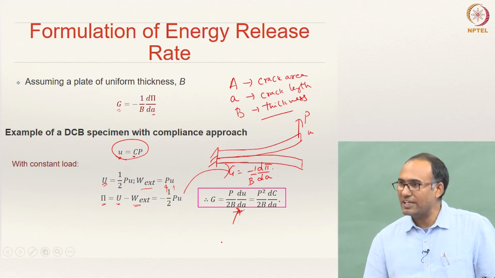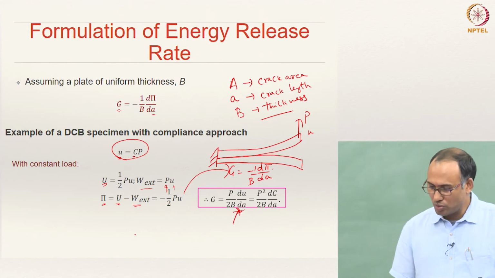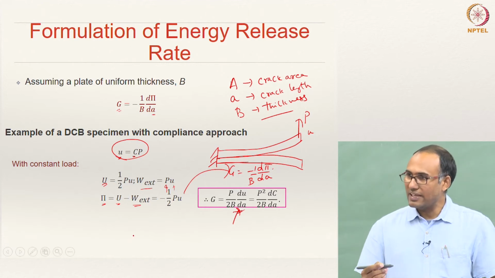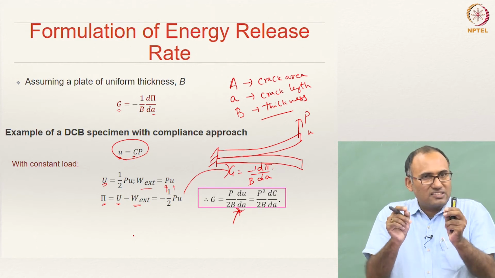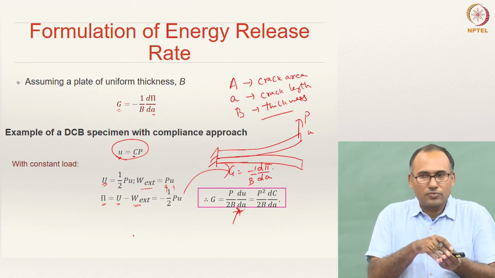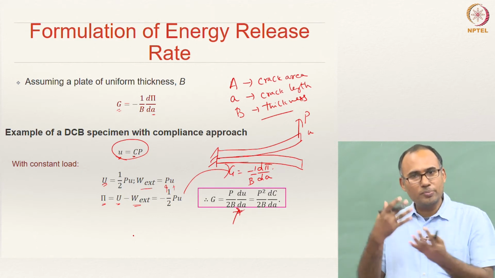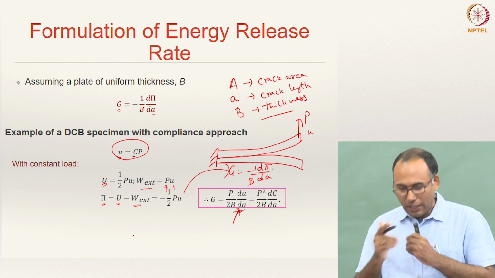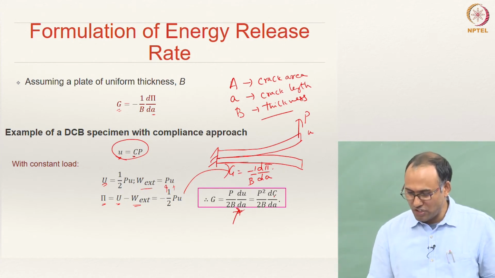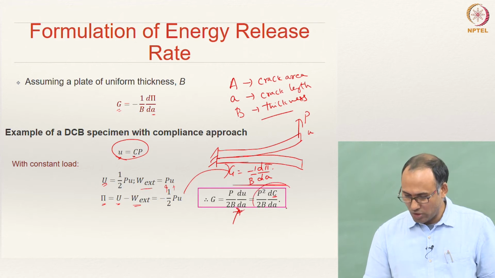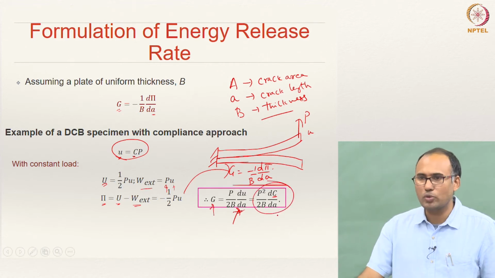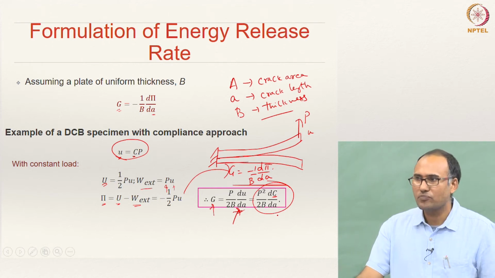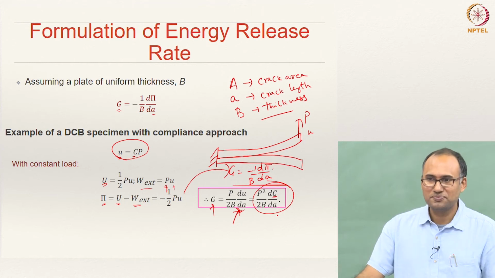And what is dU/dA? U is equal to C times P, and compliance changes as a function of crack length. As the crack length increases, the stiffness of the material decreases, so your compliance depends on a, and you can differentiate C with respect to a. So your energy release rate is equal to P squared by 2B times dC/dA. Is that clear or no? If it is not clear, do it.